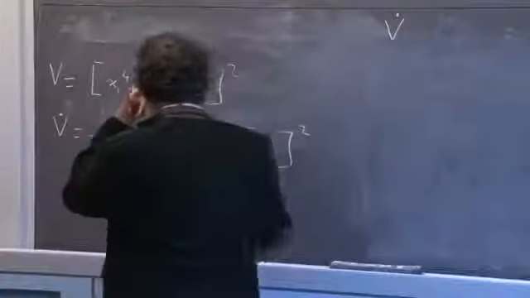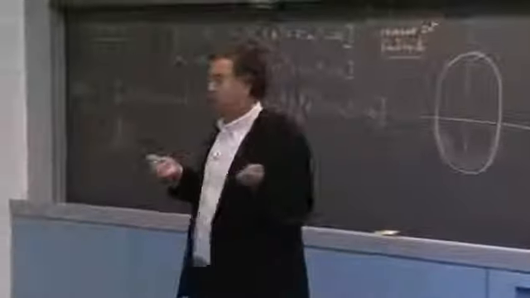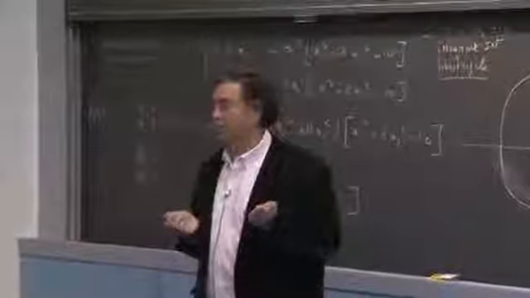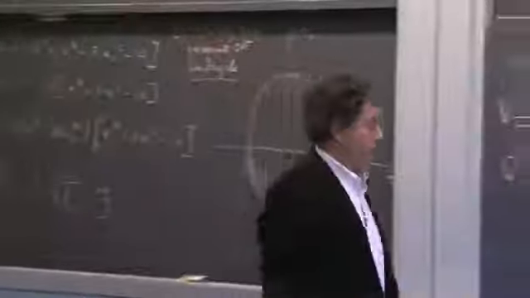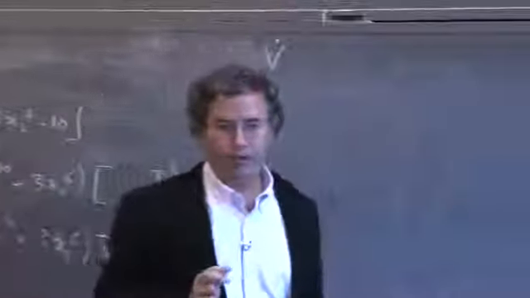So what can we say? Well, of course, what can we say about the sign of V dot? It's always negative or 0, right? Sum of squares and then a positive term and a minus sign, right?